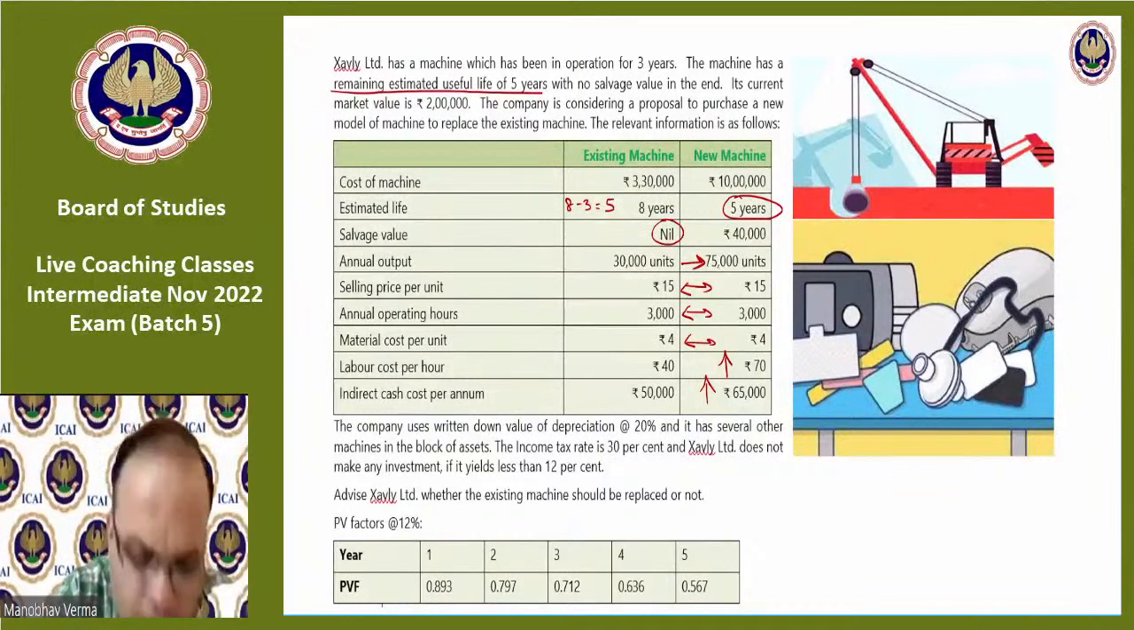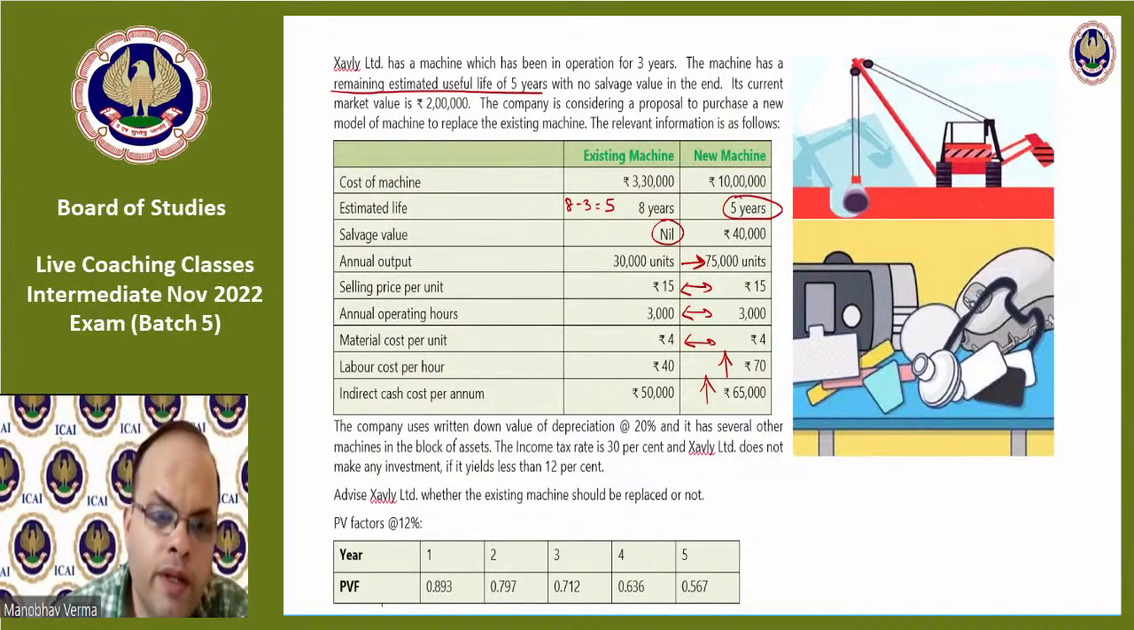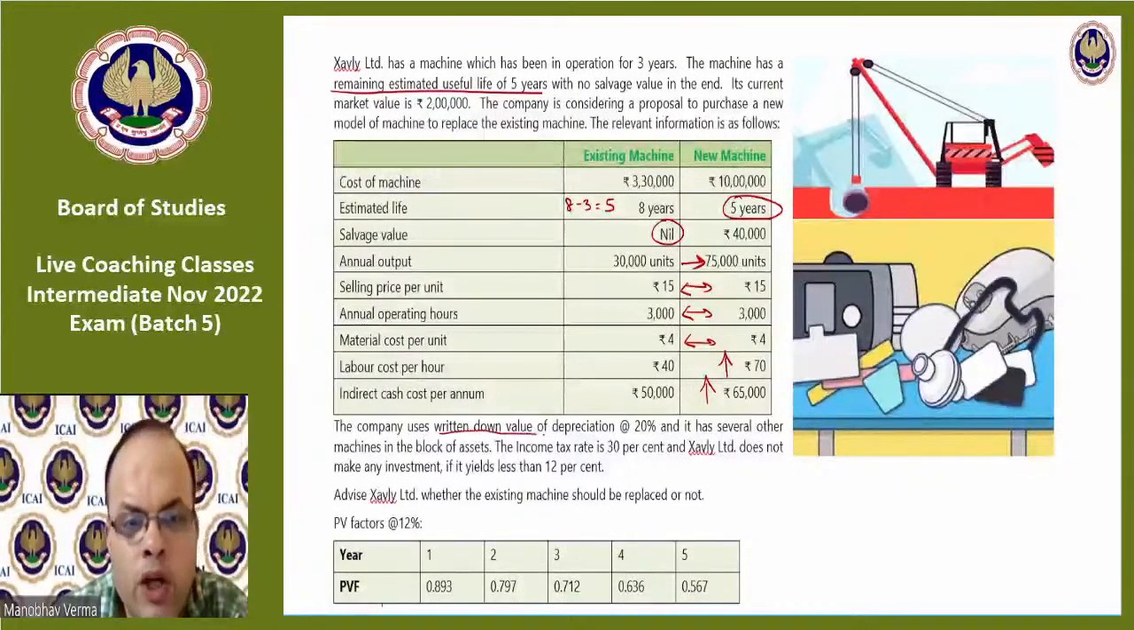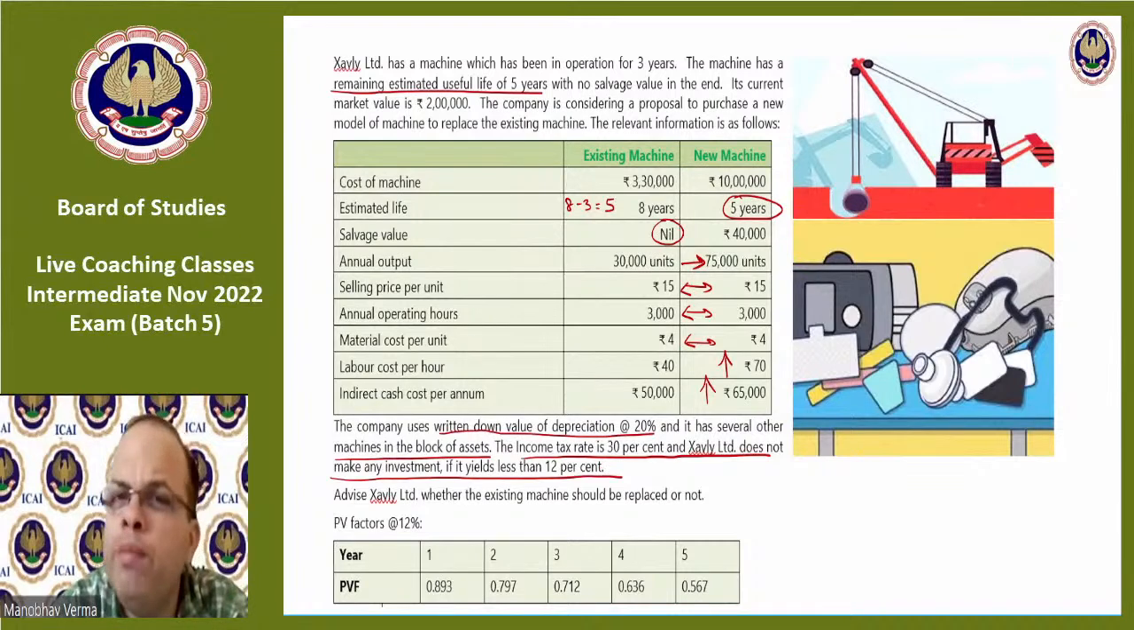And look at the information at the bottom. The company uses WDV, written down value of depreciation, at 20%, and you have several other machines in the block. Income tax rate is 30%, and Zavli does not make any investment if it yields less than 12%. The question is, should we replace the machinery or not?